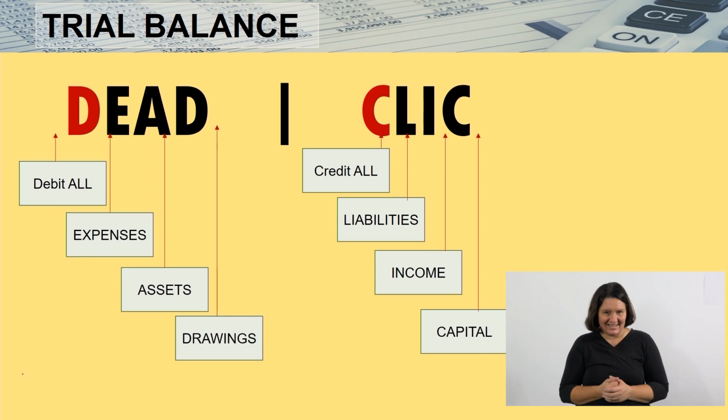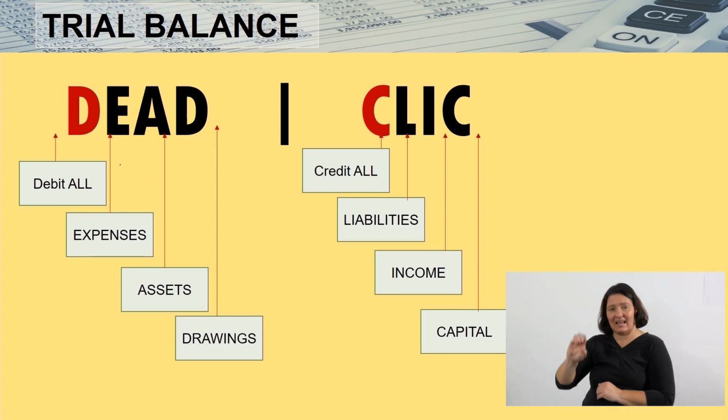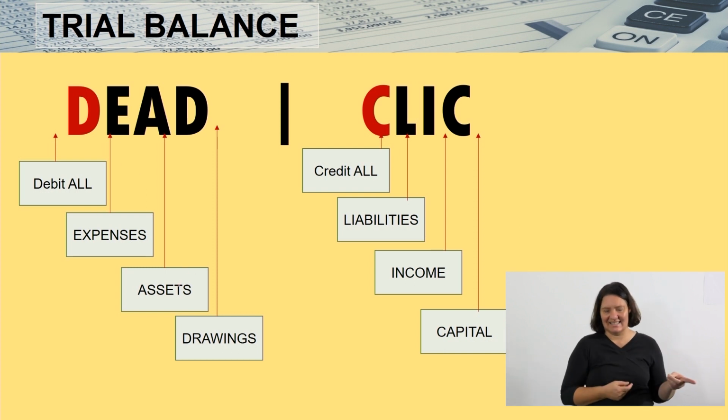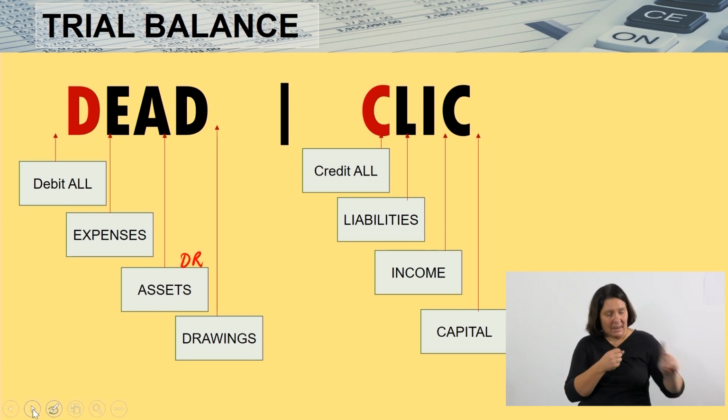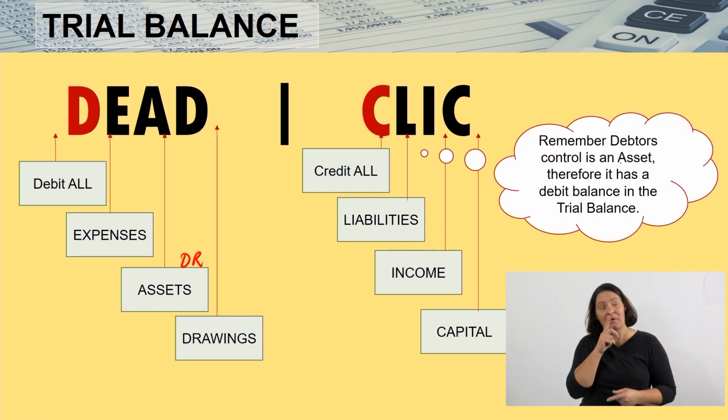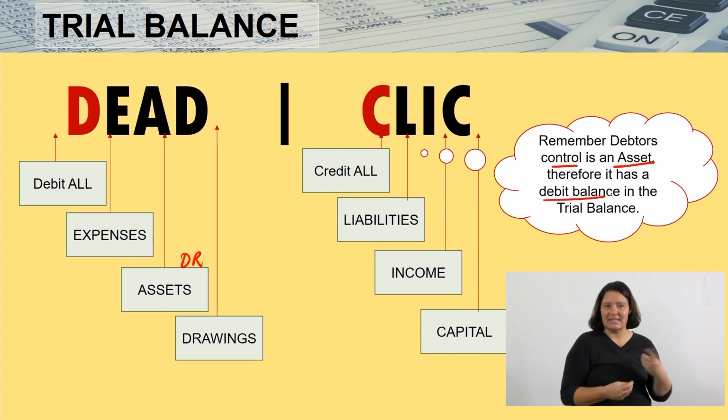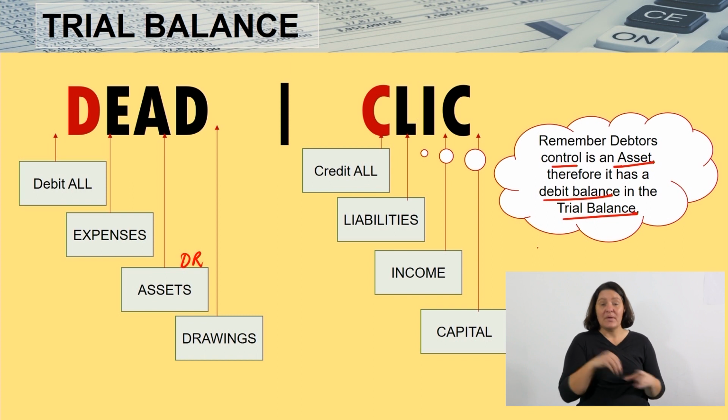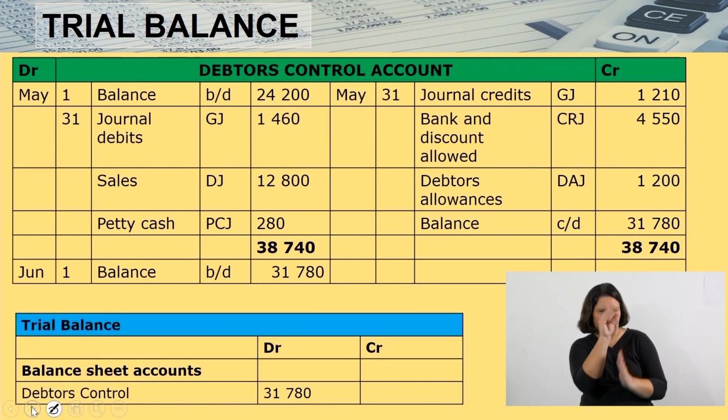When we do the trial balance, it is very important to remember the debit and credit. And debtors are assets. That means they are going to have a debit balance. Let us then see. Remember that debtors control is an asset. Therefore, it has a debit balance in the trial balance. Let us quickly prepare one and see how to record it.